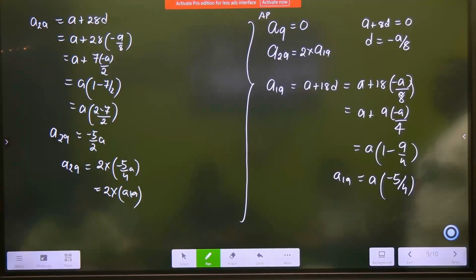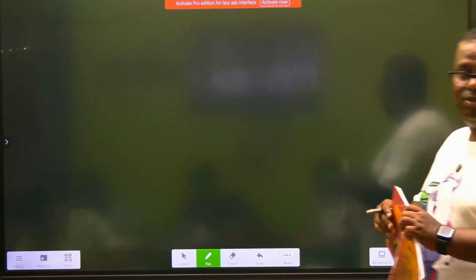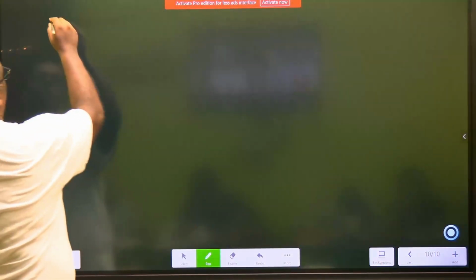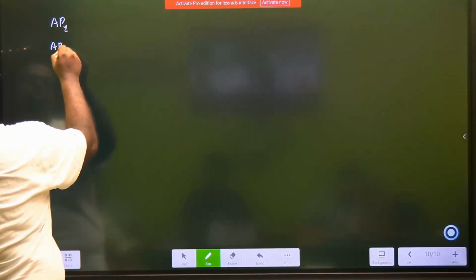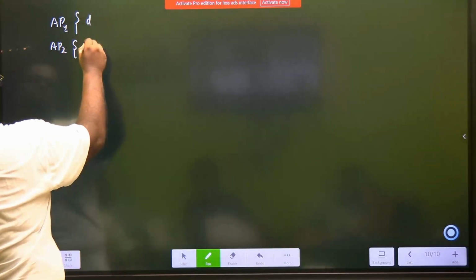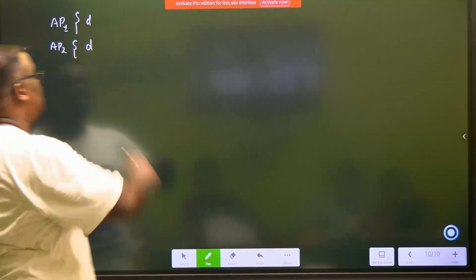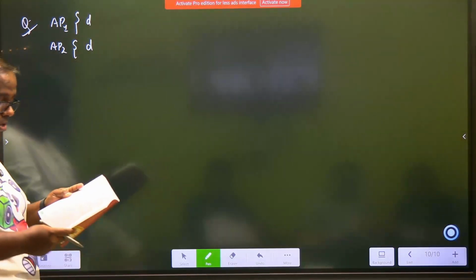Can I change? Chalo. Two APs have the same common difference. Now this is interesting. Two APs are there. One is AP1 and one is AP2. In AP1, the common difference is D. In AP2 also, the common difference is D. Two APs have the same common difference. This is a book question only, okay? They have the same common difference.